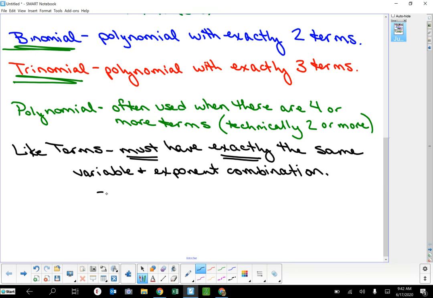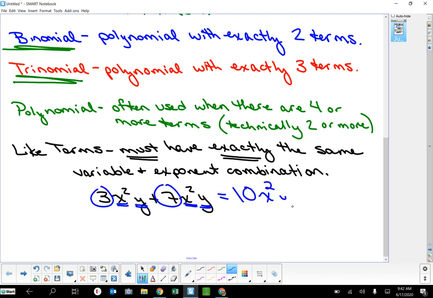So for example, if I have 3x squared y plus 7x squared y, they both have an x squared and a y attached to them. And remember, when you add, you're just adding your coefficients together and keeping your variable combination exactly the same. So 7x plus x, there's an invisible 1 on that x, so that would be an 8x. You don't change your variable or your exponents, you just add the coefficients together. That's when you add and subtract.